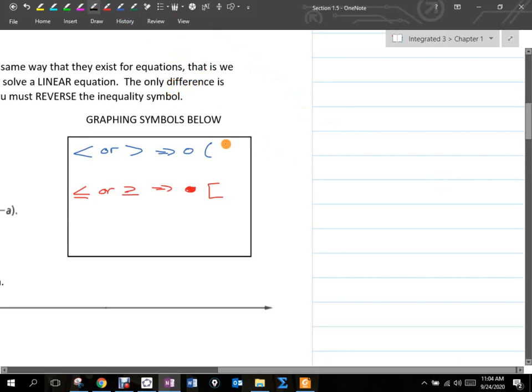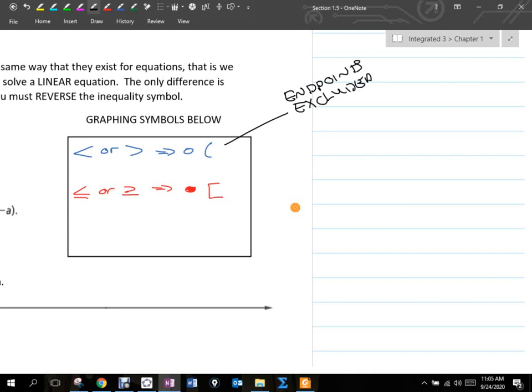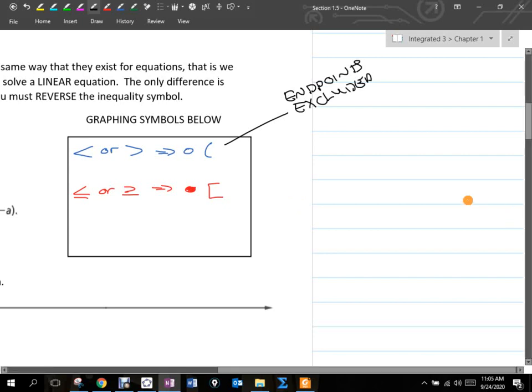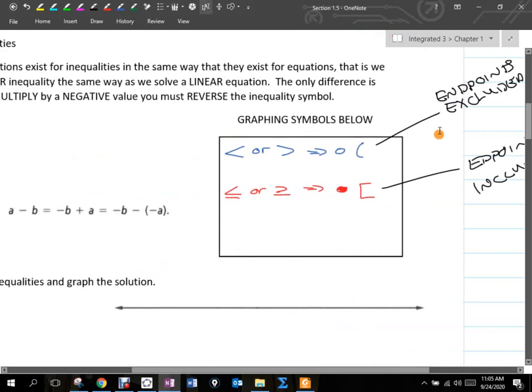The parenthesis basically is the idea that endpoints are excluded. I mean they're kicked out, they're not part of the answer, even though the way we write it, it shows up in our final graphic, but we interpret it as not an answer. And this means that the endpoint is included. Okay. Sometimes they'll refer to this as being exclusive and this being inclusive. Okay. And as we see some examples here in a little bit, we will talk about the necessity of understanding those two concepts. All right.